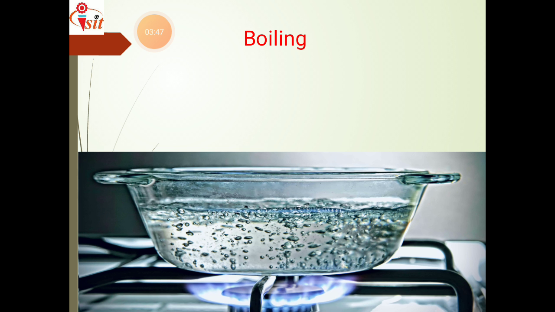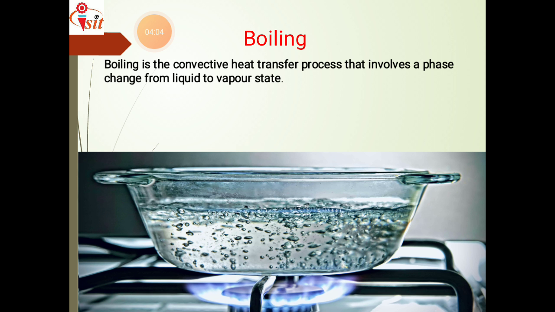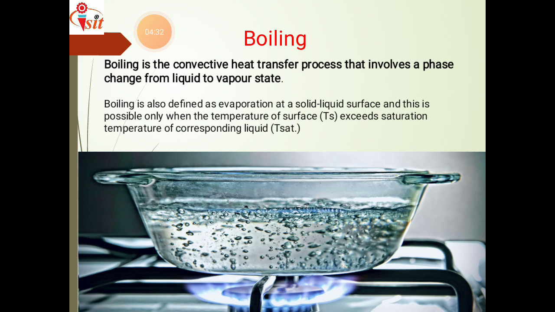So boiling. So have you seen boiling anywhere? Yes, you have seen boiling in kitchen. If you take water in utensil or pot and if you supply heat energy, that water will be boiled, right? So what does boiling mean? Boiling is the convective heat transfer process that involves a phase change from liquid to vapor state, right? Just as I said few minutes back, if you supply heat energy to any liquid, it will be converted into vapor, right? And here heat will be supplied to the liquid which is in the container through the interface between solid and liquid. So interface means this liquid is in contact with pot. That's why boiling can also be defined as evaporation at solid liquid surface, and this is possible only when the temperature of surface, that is surface temperature of this pot, exceeds saturation temperature of corresponding liquid, that is Tsat.